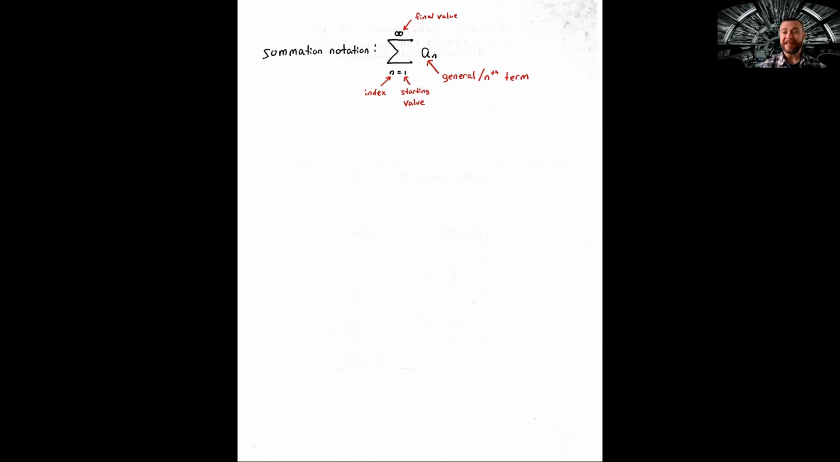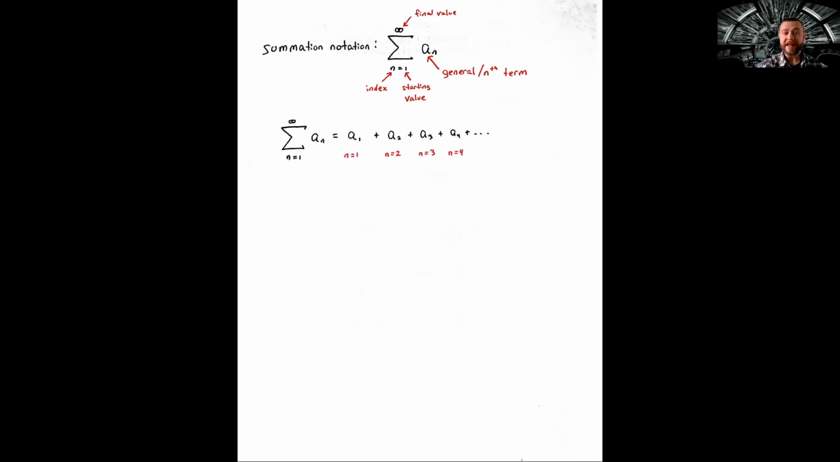Since we're dealing with infinite series, the upper quantity in the summation symbol, sigma, is always going to be infinity, since we're adding up terms from n equals 1, n equals 2, forever, going up to the final index value, infinity, which we'll never reach.